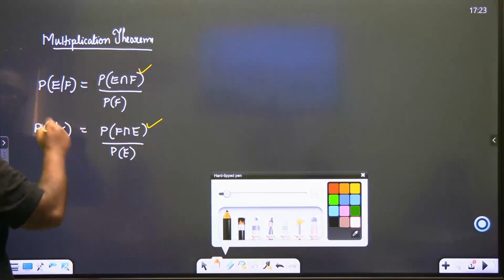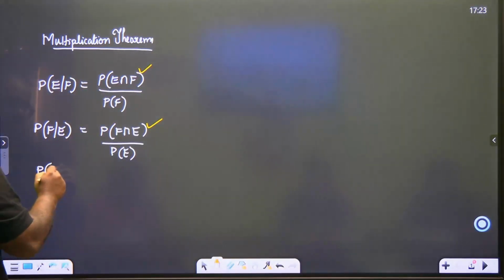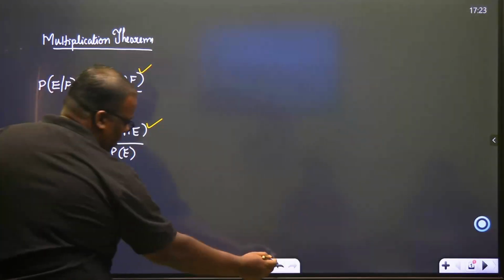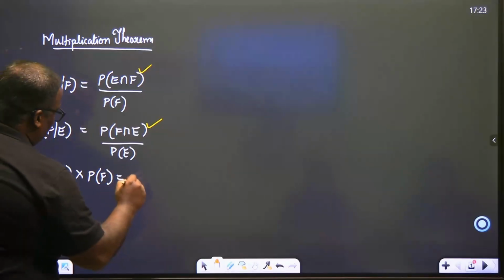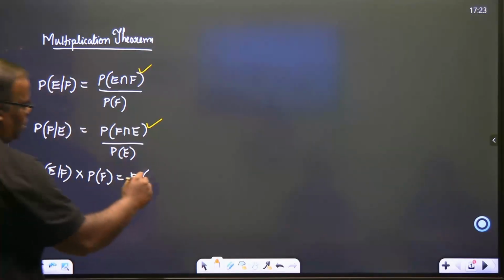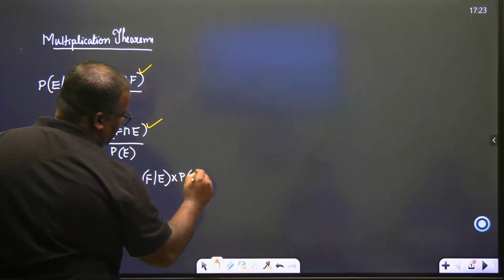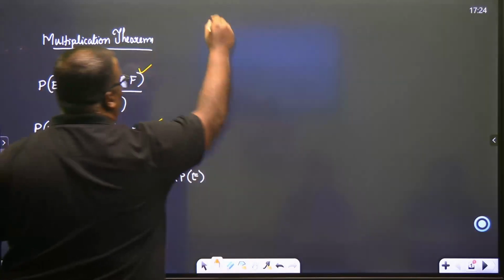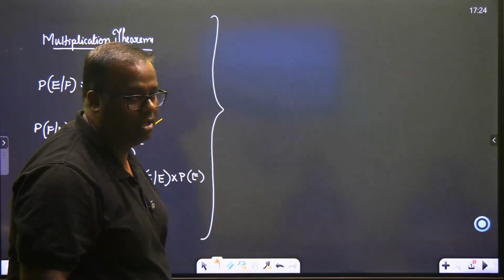So if you keep this on the right hand side, then on the left hand side we have P of E given F multiplied by P of F, which should be equal to, again these two, P of F given E multiplied by P of E. This is what we learned the other day. This is the multiplication theorem. And then we went into the condition for two events to be independent.